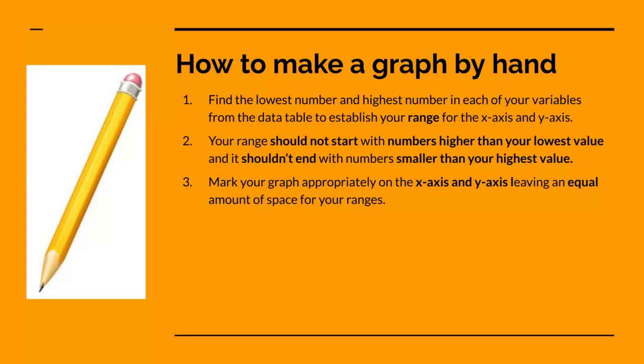So you're going to mark your graph appropriately on the x and y axis, leaving an equal amount of space for your ranges. Again, that will be made clearer when we're making the graph. Just understand this is part of that consistency. We want our graph to look pleasant and appealing, and any place where we need to space things out needs to stay the same for all of our other headers, our other variables, whatever it may be. We have to make it look nice and neat. We'll get into that more clearly when we are making our own graph.